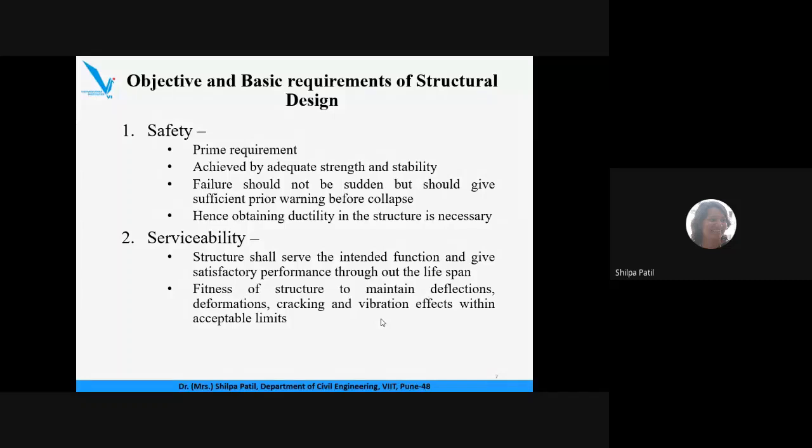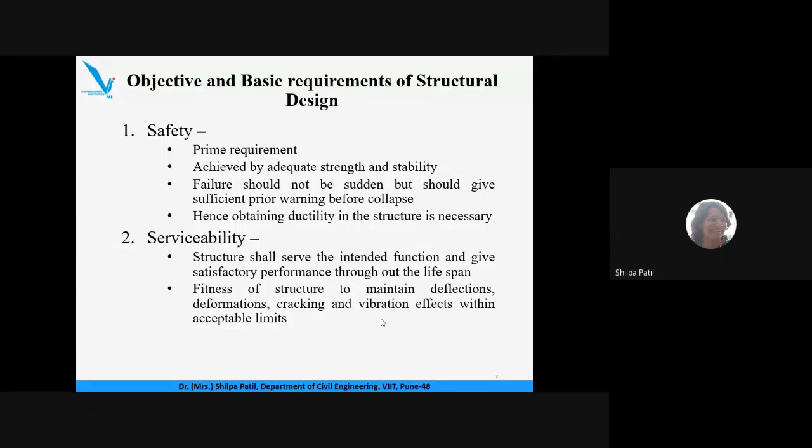If your beam is showing excessive deflection, the connecting other members will also get disconnected or will show damages heavily. So serviceability means a structure should serve the intended function and give satisfactory performance throughout the lifespan. If any particular structural member shows excessive deformation, the serviceability will get disturbed, so your structure will not remain fit for utility. If your flooring gets completely disordered, we will not be able to use that particular flooring for any utility.